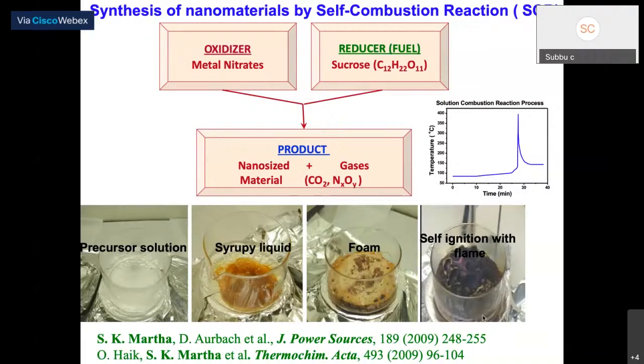If it doesn't form the self ignition, then in the third stage you can keep it in the oven, which is maintained in a furnace at 350 to 400 degrees centigrade. Then immediately you see the product in 5 minutes. You can form the product.